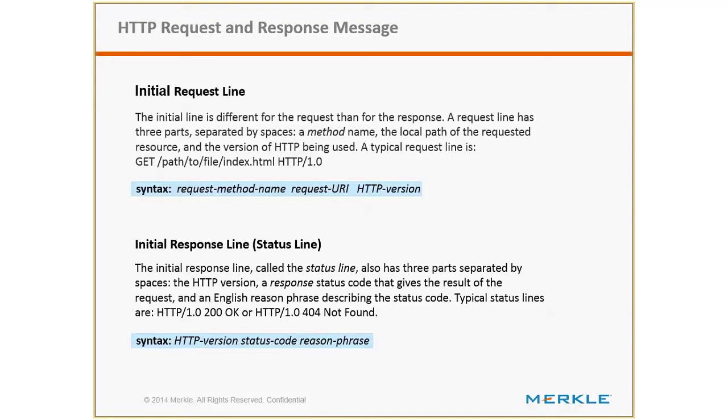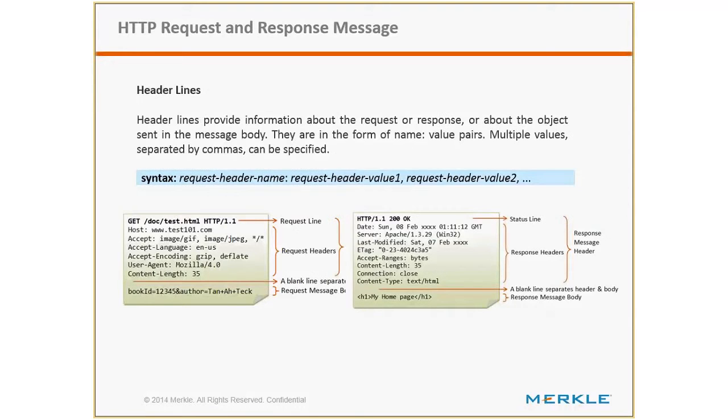Another one is header lines. Header lines provide information about the request or response, or about the object sent in the message body. They are in the form below. Here are two screenshots. One is for the HTTP request message, and the other is for the HTTP response message.